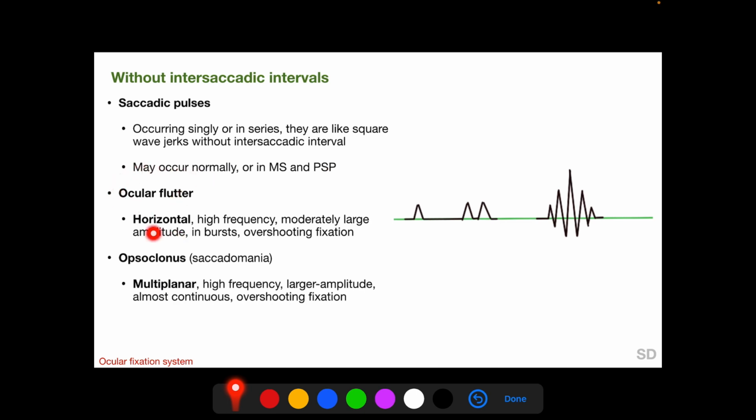Ocular flutter and opsoclonus, also called saccadomania, are abnormal eye movements which are important to identify because they may be associated with neoplastic conditions. They are high frequency eye movements overshooting fixation, and they have large amplitudes. Ocular flutter consists of horizontal eye movements in bursts, and opsoclonus consists of multiplanar eye movements which are almost continuous and with a larger amplitude. But both ocular flutter and opsoclonus are conjugate. That means both the eyes move in tandem.